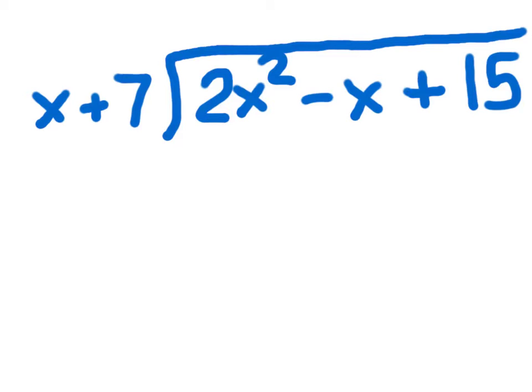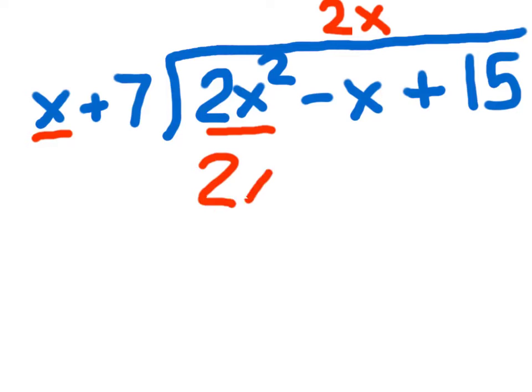So we're going to ask ourselves, what times x will give us 2x squared? We're looking at the first terms on the inside and the outside. We know that 2x times x will give us 2x squared. We want those first terms to match each time. And then we're going to also have to multiply 2x times the other term on the outside, the 7, to give us 14x.